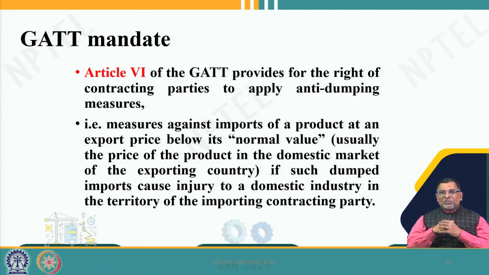So, we will see what this injury is, what kind of injury to the domestic industry, and who this domestic industry is. Domestic industry means the industry in the territory of the importing contracting party. So, WTO agreement Article 2.1 gives clarity to Article 6. Article 6 itself clearly gives the definition and talks about dumping.